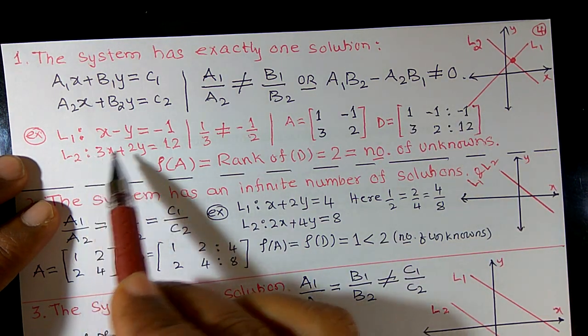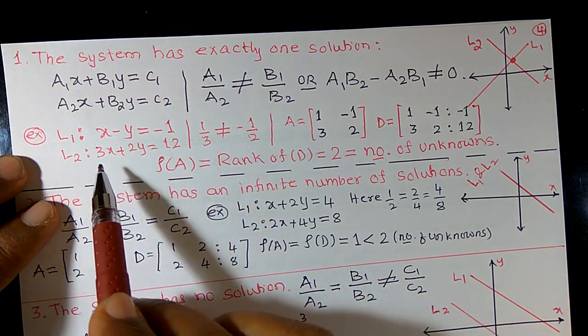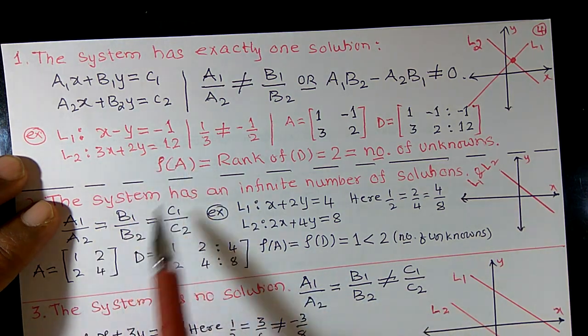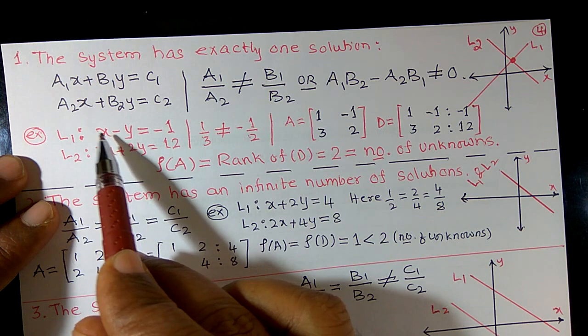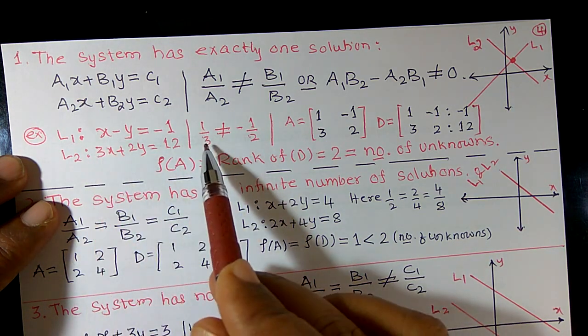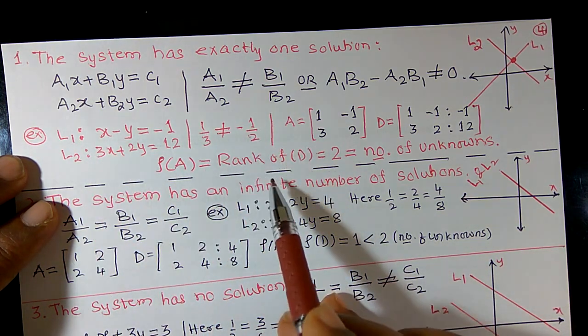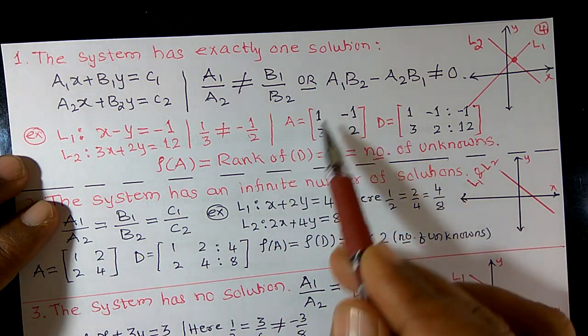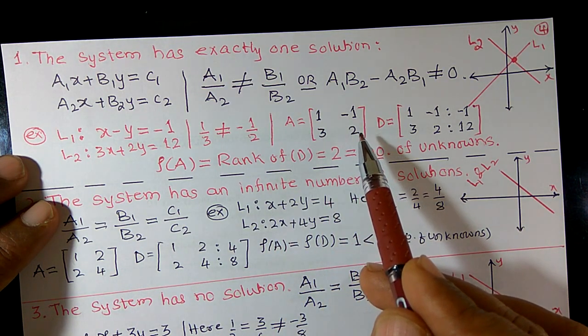Or for example, you can consider x minus y is equal to minus 1, 3x plus 2y is equal to 12. You can verify this condition: coefficient of x is 1, coefficient of x in the second equation is 3, 1 by 3 is not equal to minus 1 upon 2. Or you can verify the consistency condition.